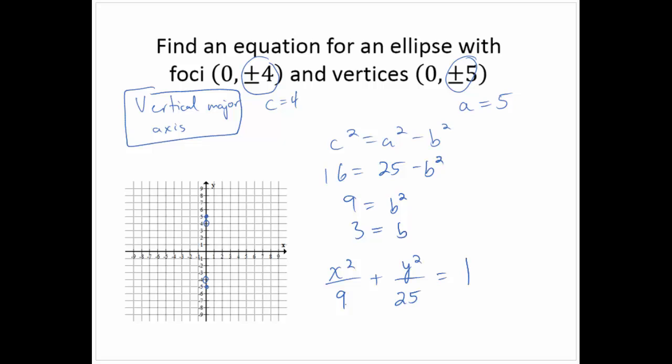And if we wanted to then sketch it, alright, since we have x squared over 9, that would tell me that the curve goes out to plus or minus 3 on the horizontal axis. And so we get, there's our ellipse.